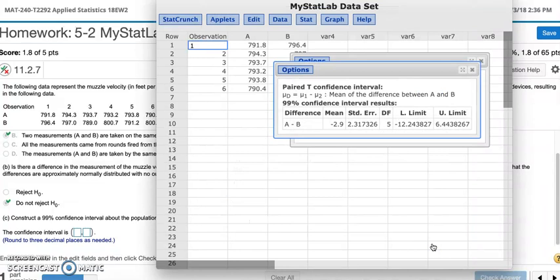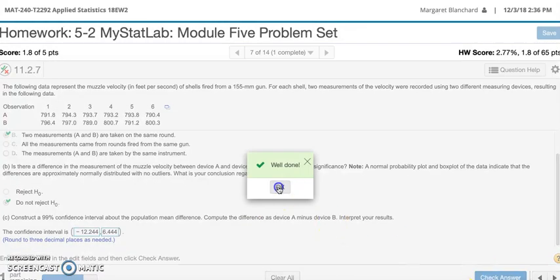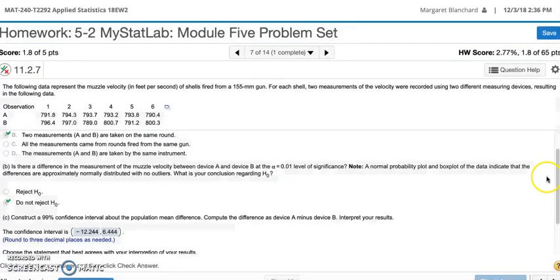Click compute. So now we have the lower limit. I'm just going to write this down to 3 decimal places. We have negative 12.244, and over here we have 6.444. Let's type those in. Negative 12.244 and 6.444. Check answer. Well done. All right, continue.